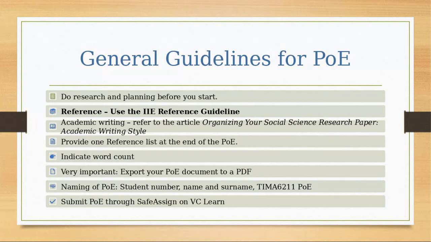The naming of your PoE should always start with your student number, then your name and surname, and then you indicate that it's TIMA6211 PoE. Please make sure that you submit in the correct module. TIMA for TIMA, we are not going to mark any PoEs that are submitted in the incorrect modules. You first submit your PoE through SafeAssign on VC Learn.